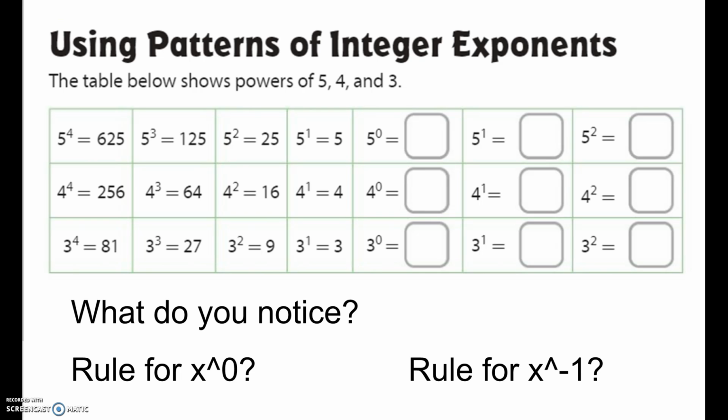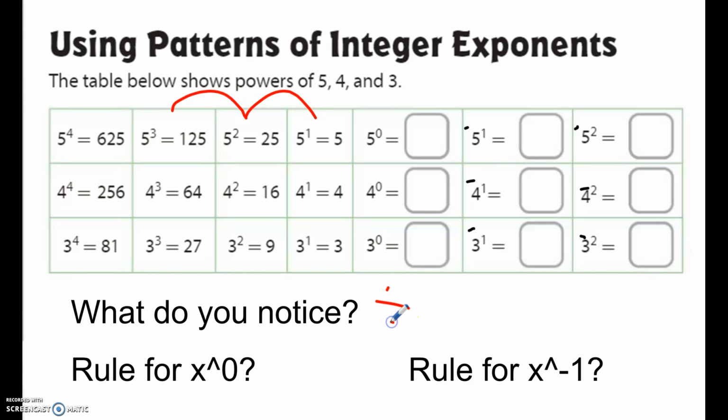It gives a sum. 5 to the 4th equals 625. 5 to the 3rd equals 125. 5 squared equals 25. 5 to the 1st equals 5. 5 to the 0. And these should be negative exponents. But anyway, what did we notice as we're moving down?